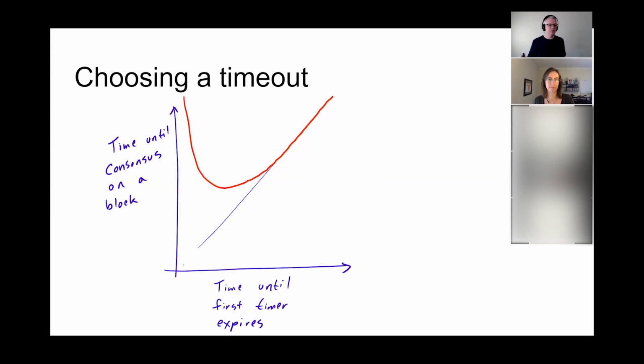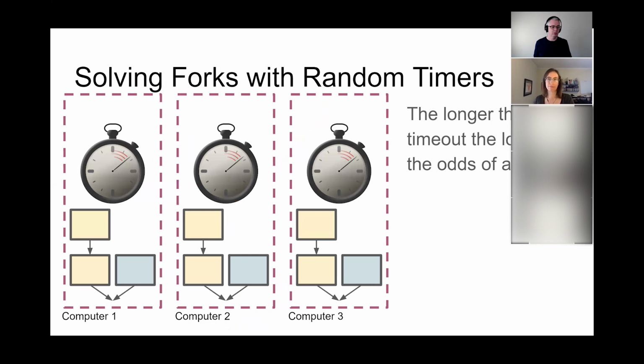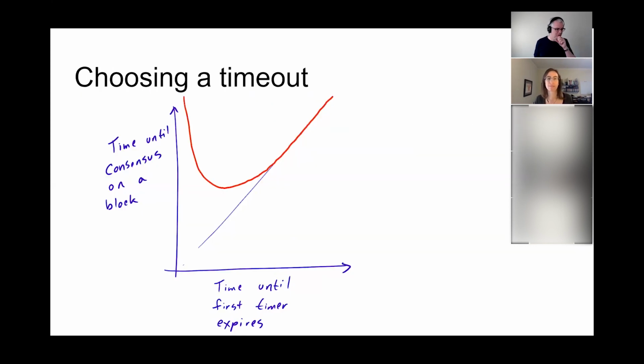And so you have to have your system try to guess where it is in that spectrum and pick a reasonable value. The conservative thing to do is just pick timeouts that are too long. Then you always know where you are and you're happy. So that's one problem solved, which is forks. We can solve them with random timers. So let's see what other problems we have in our algorithm.